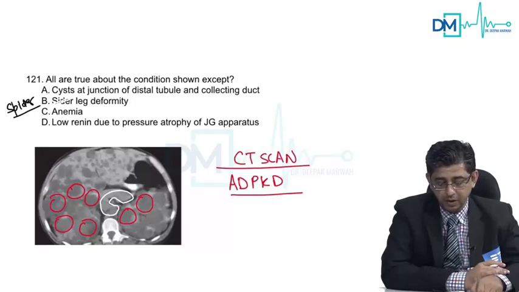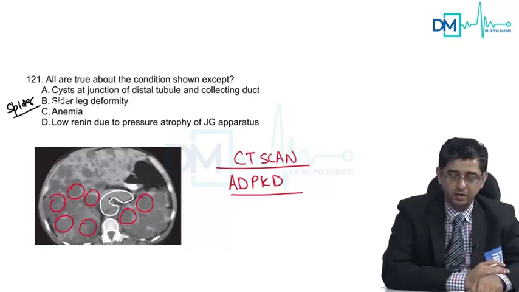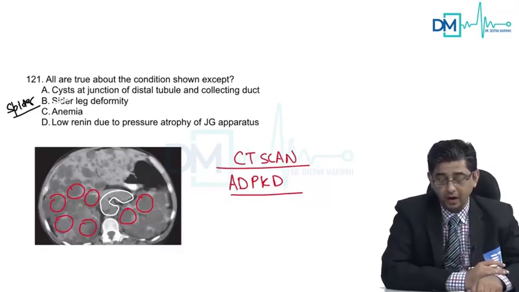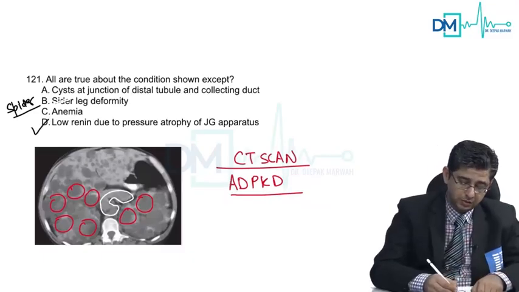Anemia because of damage to the kidney of the patient, and low renin due to pressure atrophy. No, it's always a high renin condition. Autosomal dominant polycystic kidney disease will always result in high renin. So the correct answer to this question is delta.